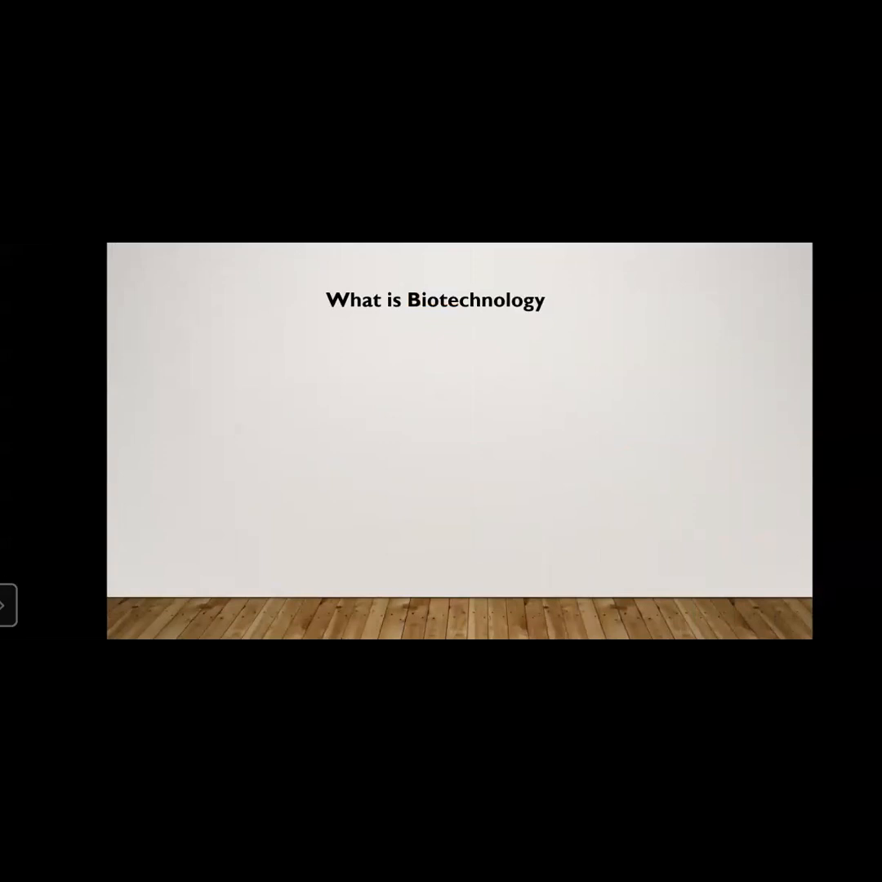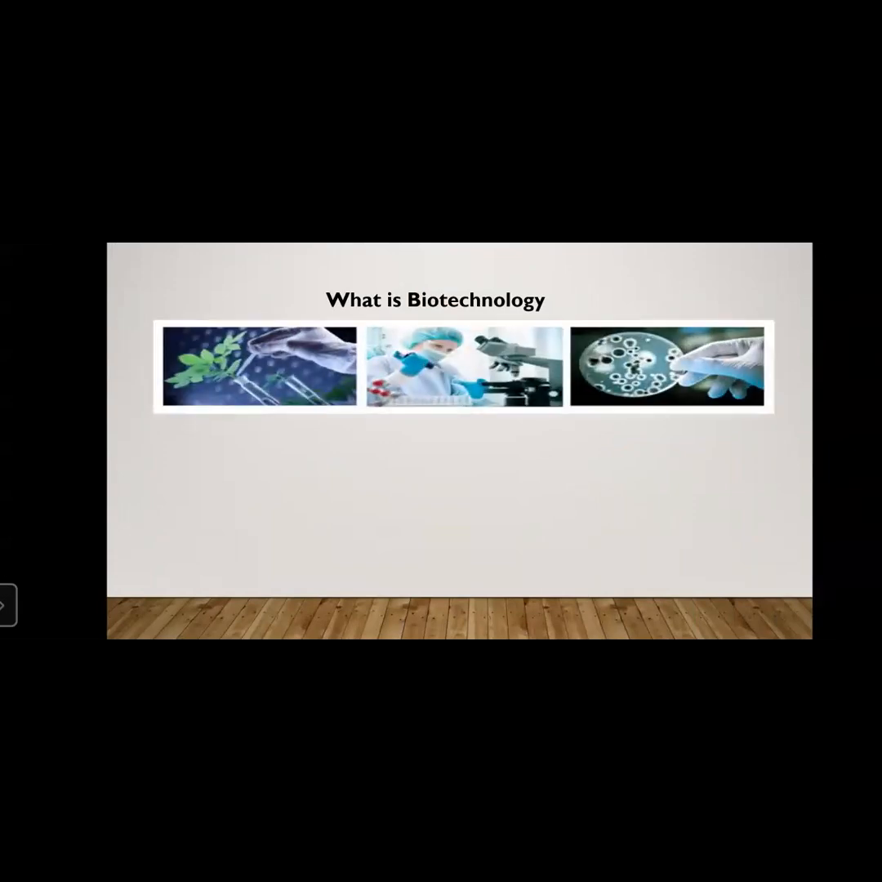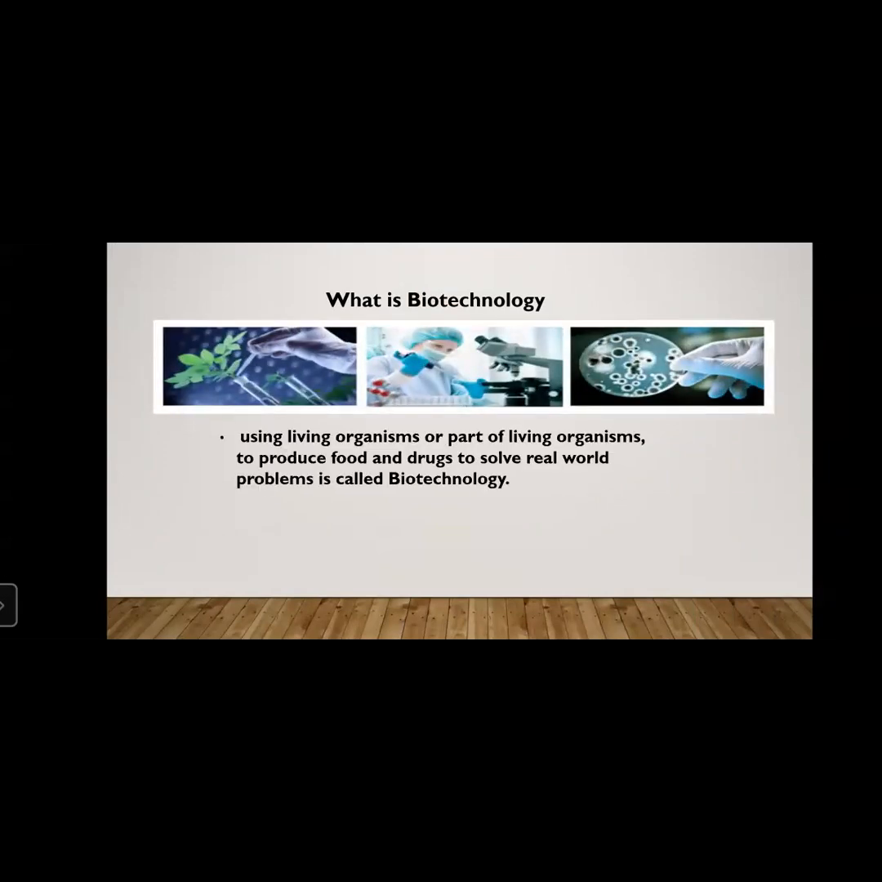Today, we are going to deal with biotechnology. Now, what is biotechnology? Bio means living. When we connect technology to the living world, it is called biotechnology. In this, we use living organism or a part of living organism to produce either food, drugs, to solve the real world problem. That is to develop different kind of medicines, like say for example, vaccine.